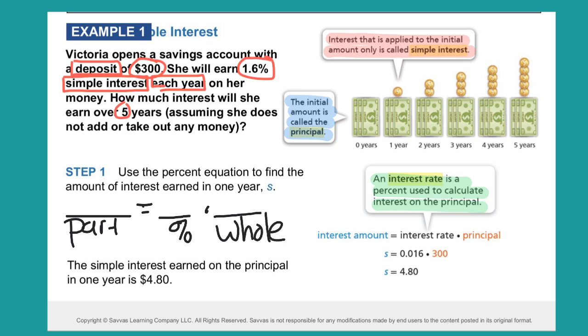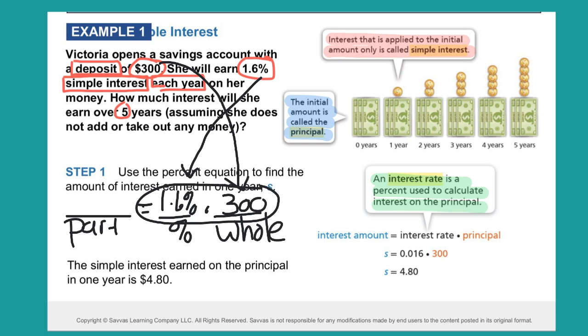So we are going to have 1.6% living right here. We are going to have the whole amount right there. And we're going to multiply those two things together. They're on the same side of the equal sign. So 1.6% times 300 is $4.80, but that's only for 1 year. So on the next slide, we're going to tweak this formula just a little bit.